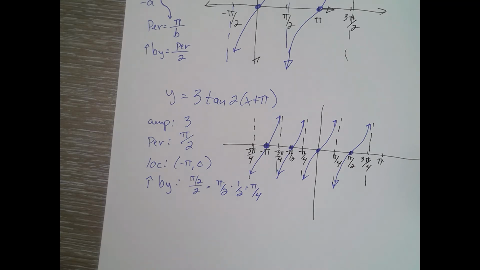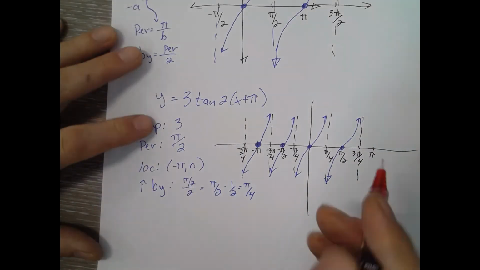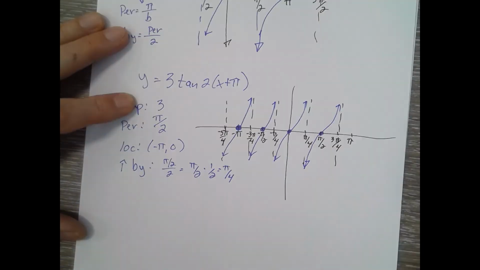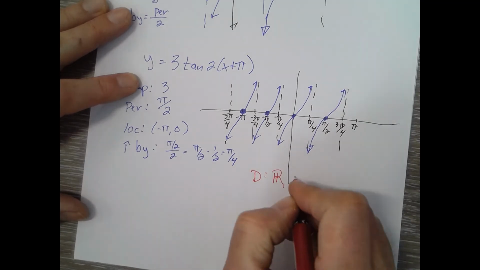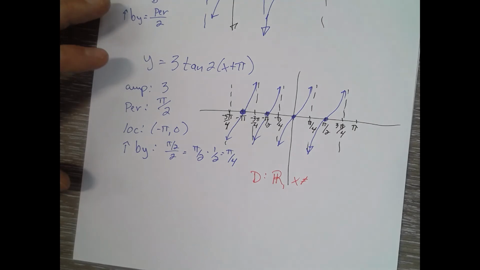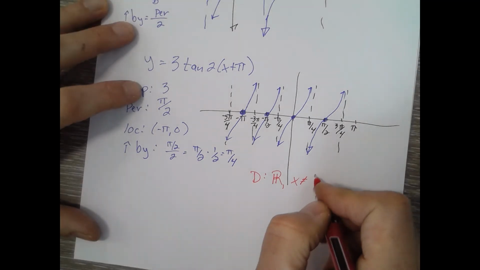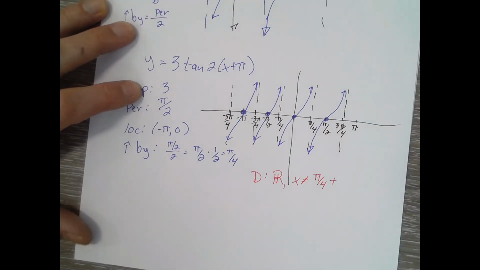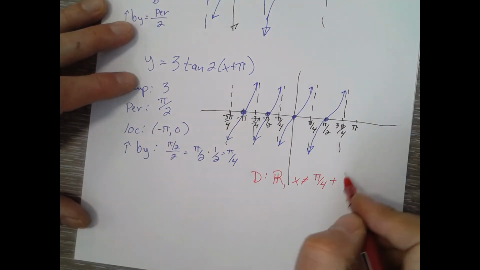Okay, let's do the domain and range of this one. See if you can figure out the domain and range of this tangent. Anybody want to try domain? Domain starts with all real numbers, x not equal to. We have to find our first vertical asymptote at or beyond the y-axis, that is pi over 4. So not equal to pi over 4 plus, how often do the asymptotes occur? Every pi over 2, very good. It's actually going to be the period every time. So pi over 2.